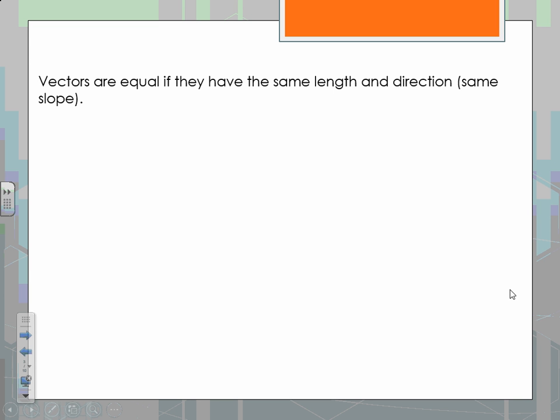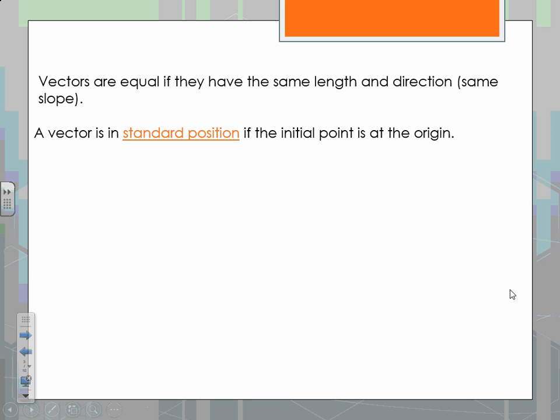Vectors are equal if and only if they have the same length and direction. Now it says same slope, but they have to be pointed in the same direction as well. Two vectors could have the same slope but be pointing in opposite directions. Do you see what I mean? Can they have the same direction and not have the same slope though? No. It's like our squares and rectangles.